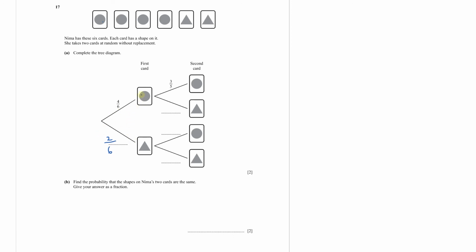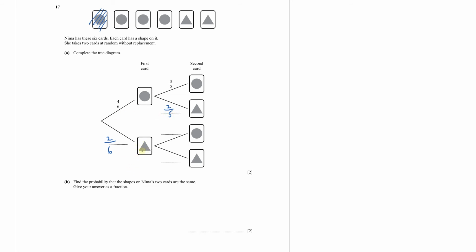And then after you have picked the first card, you go on to pick the second card. If your first card was a circle, let's say you pick this one, one circle is out of the deck of cards. So then you pick the second card. How many circles are remaining? 3. And how many total cards are remaining? 5. So you get 3 by 5. And similarly for triangle, you will have 2 triangles remaining and the total will be 5. So this will be 2 by 5.